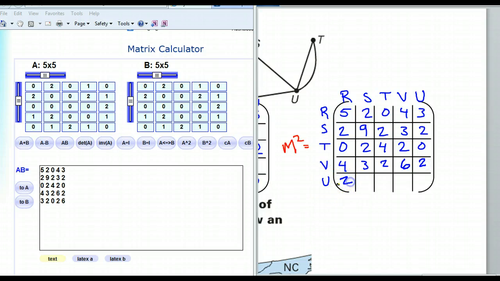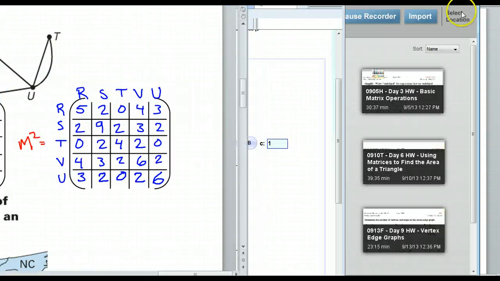Okay, and I'm just copying down the squared matrix that we just found. So this would be, look what you made me do. Wrote down the wrong number. Okay, 43262, and then 32026. Okay, I just copied all these numbers down. All right, fine, that's done.